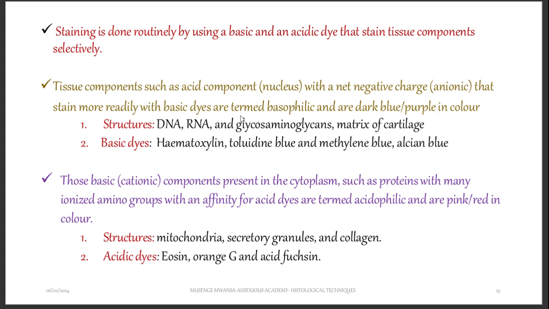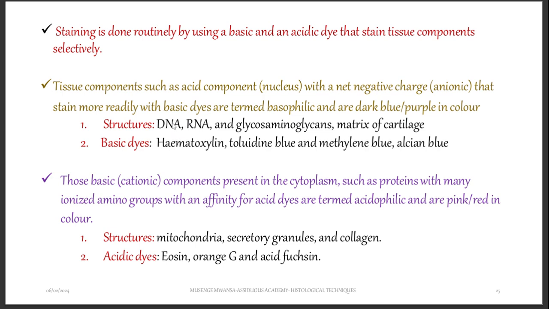And then you have got also the basic components of the tissue. The basic components of the tissue, these ones, think of the B for blue. So the basic components will stain blue or purple, while the acidic components, these ones normally stain pink. Okay, so the structures that are acidic will be stained by basic dyes. Please take note of this. While basic structures will be stained by acidic dyes. So the acidic structures we have understood here is DNA, RNA, glycosaminoglycans, and the matrix of cartilage.